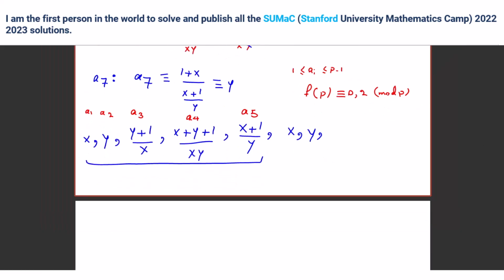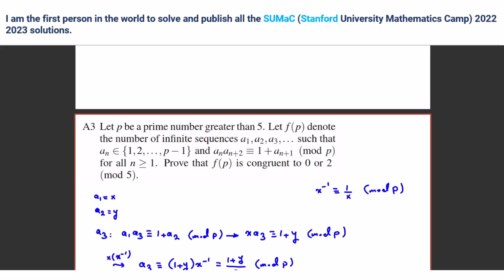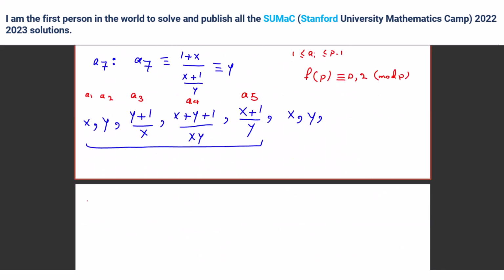Let me explain something for you. Suppose, for example, the minimum p. It says p is a number greater than 5. So for example, let's consider p is 7, and let's consider different x and y. If x is 1 and y is 1, the next one is what? Then it's 1 plus 1 over 1, which is 2.